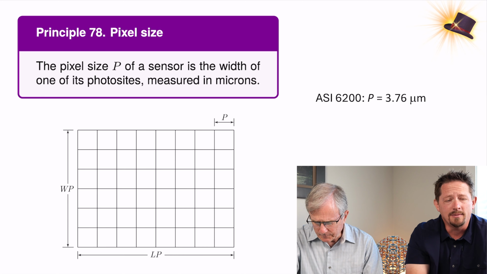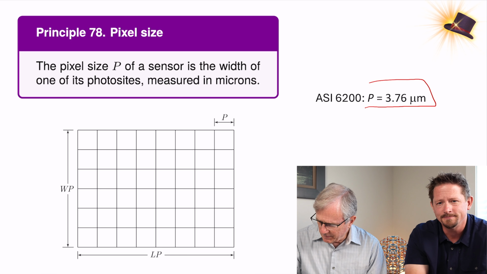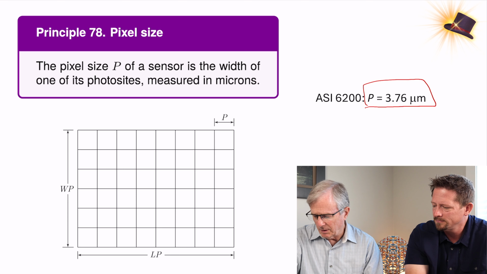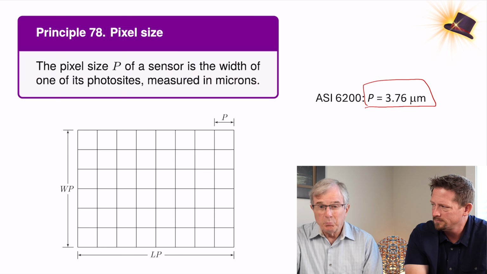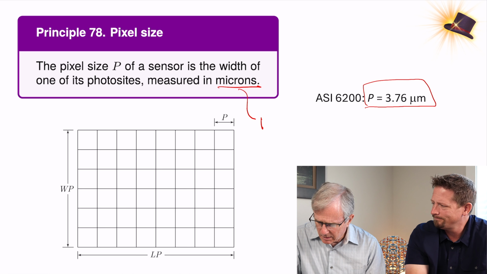All right, pixel size. The pixel size P of a sensor is the width of one of its photosites measured in microns. So capital P we use in the book to describe the pixel size, and those are measured in microns.